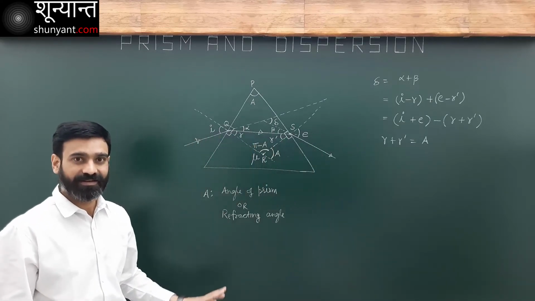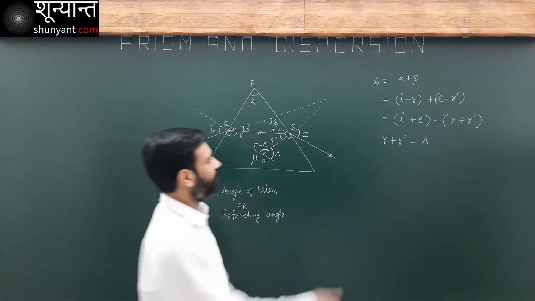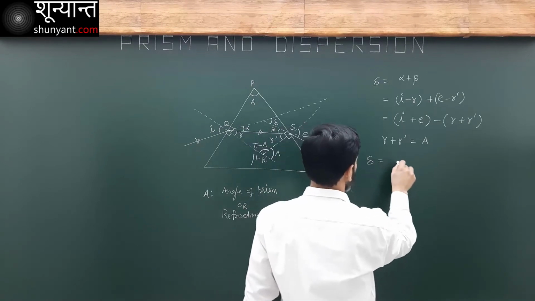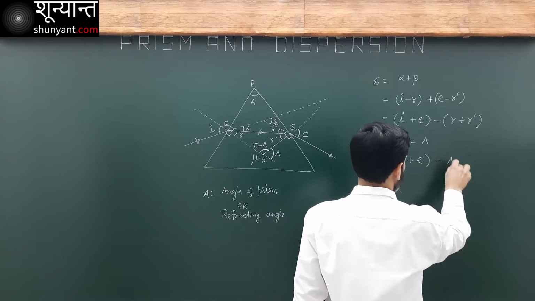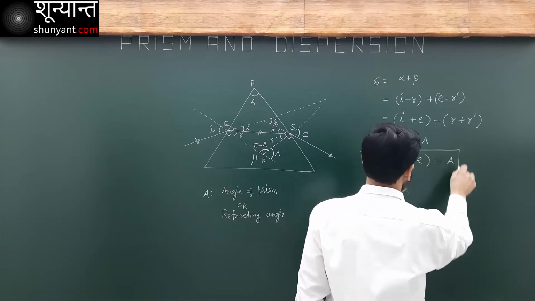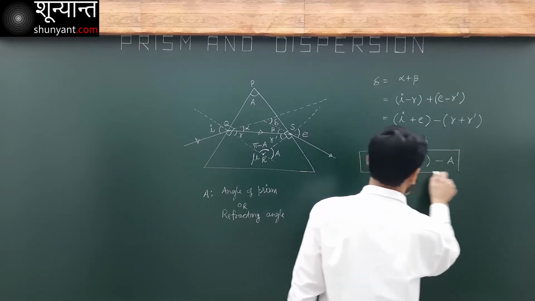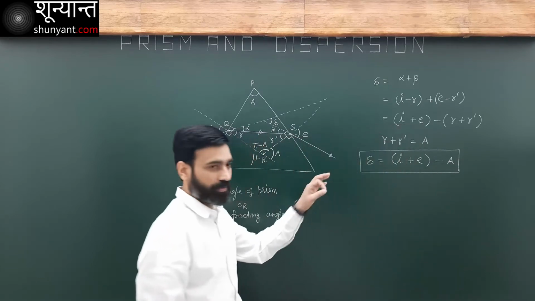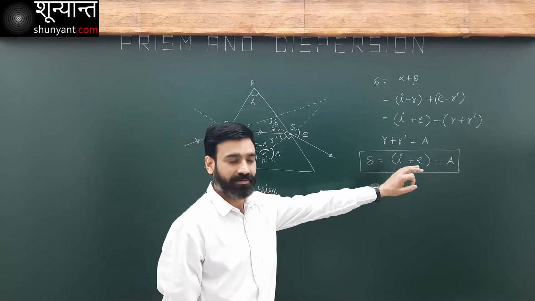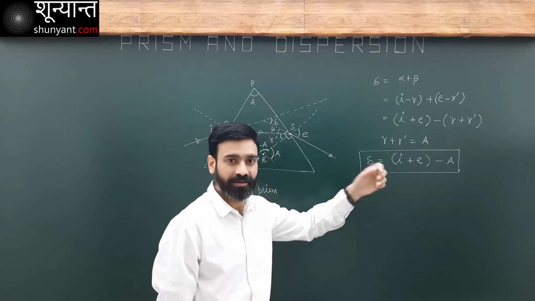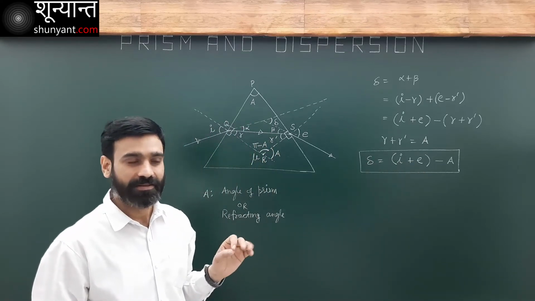Okay? Makes sense? Do you understand this? Simple geometry. Okay? Now what is deviation? Deviation is equal to I plus E minus A. This is something that you have to remember. This is our first important result: I plus E minus A is equal to delta. What is delta? Deviation.